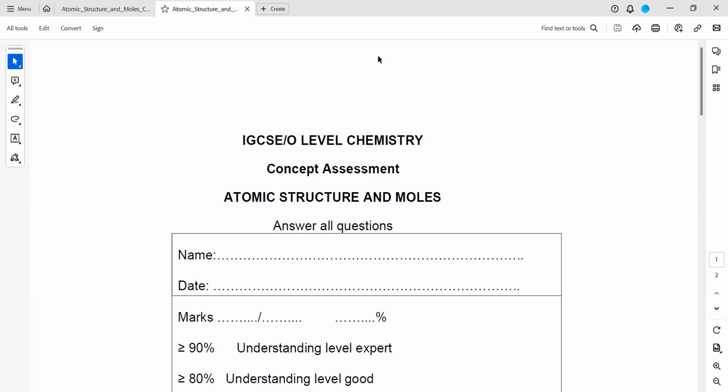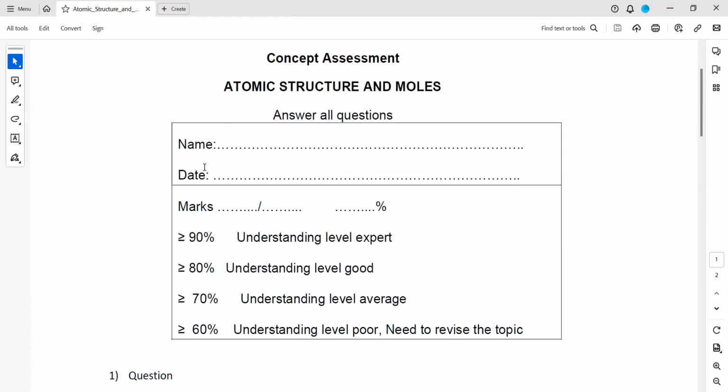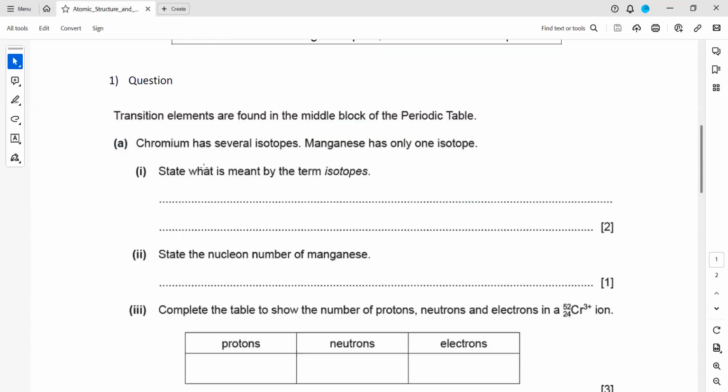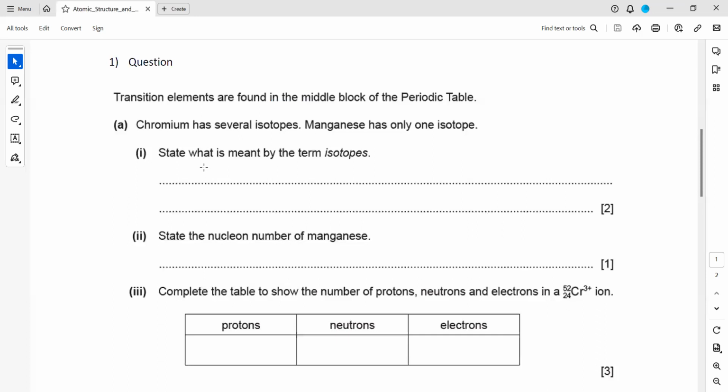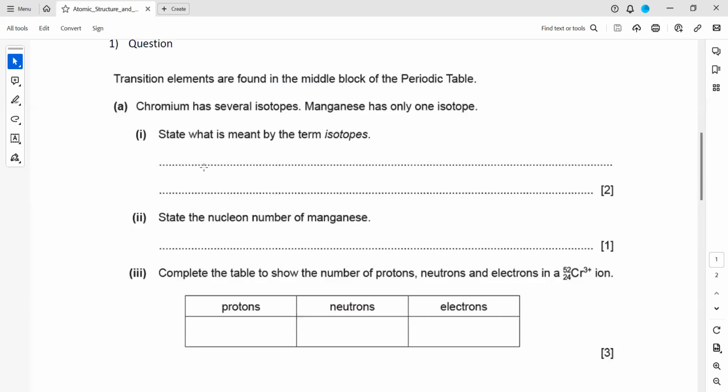So this was the weekly pop quiz, which was related to atomic structure and moles. The atomic structure and moles pop quiz 1. In question 1, transition elements are found in the middle block of the periodic table.